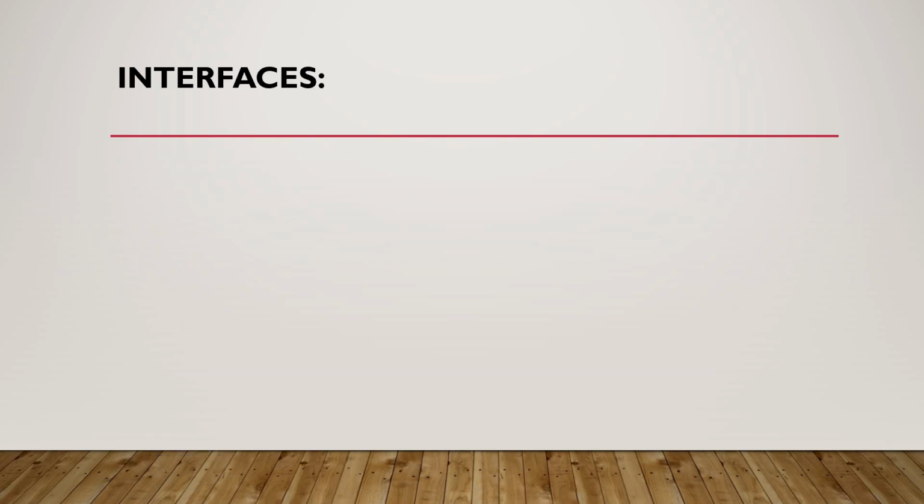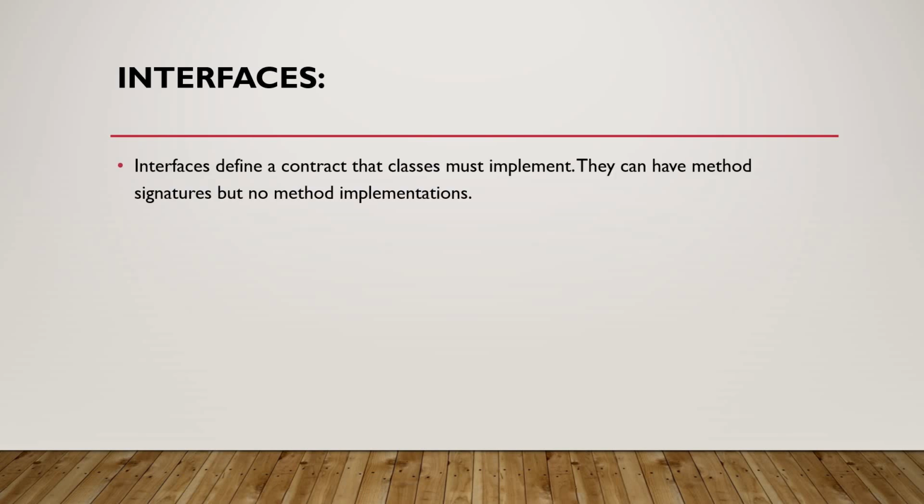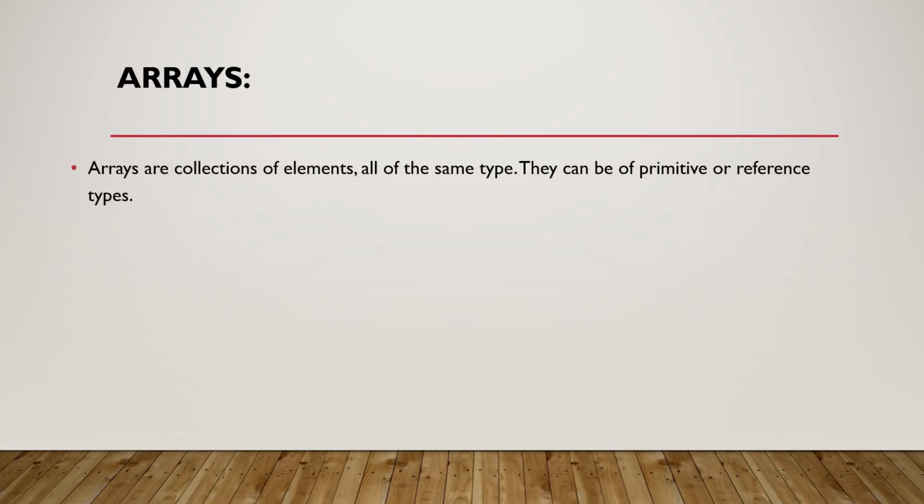Now coming to the next reference type, which is an interface. Interfaces define a contract that a class must implement. They can have method signatures but no method implementation. Arrays. Arrays are collections of elements all of the same type. They can be of primitive or reference type.